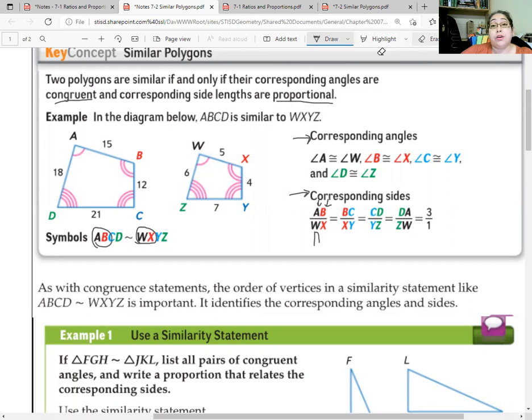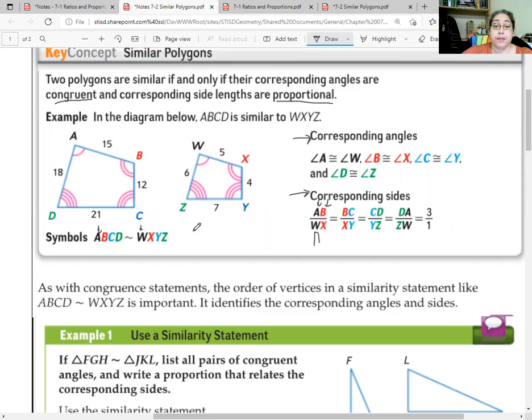Just like with congruent polygons, the order in which you write the letters of the name of the polygons matters. Just like in congruent polygons, the first letter that you write, that corner corresponds with the first letter that you write in the other name. The second corresponds with the second, the third corresponds with the third, the fourth corresponds with the fourth, and so on.